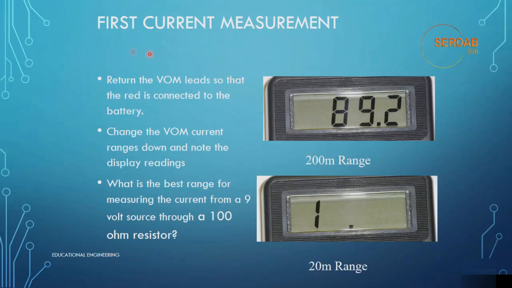Now let's return the volt ohm probes to their original position. The red is connected to the battery. Change the volt ohm current ranges down and note the display reading. What is the best range for measuring the current from a 9 volt source through a 100 ohm resistor? You will notice that when you reach the 20 milliamp range, it will give you 1, and we did explain what 1 means. It means out of range, and you mischose the right range, while in the 200 milliamp range it gave 89.2.